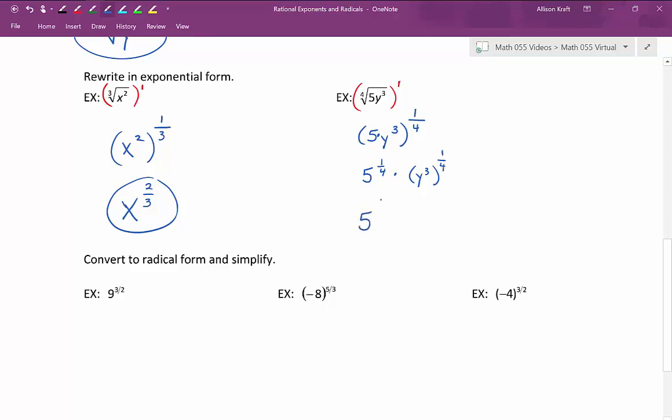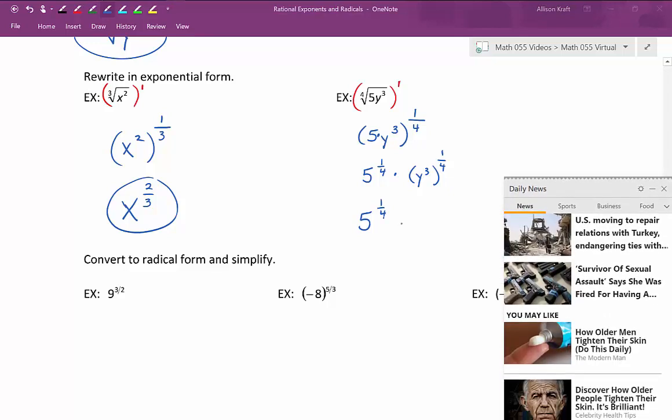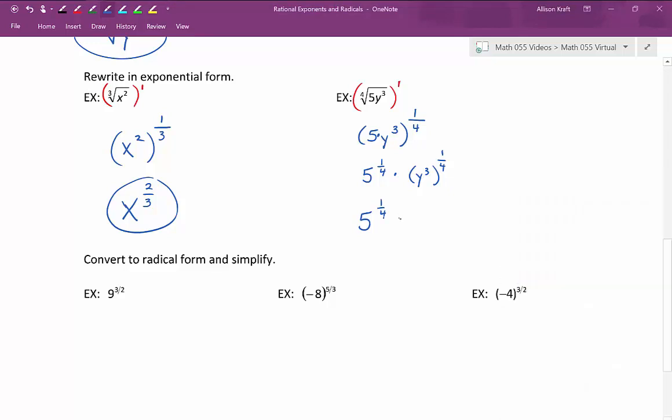5 to the 1/4, there's nothing to do with that. But look, we have y to the 3rd raised to the 1/4 power. Again, power to a power. We want to multiply those exponents. We get y to the 3/4. 5 to the 1/4 times y to the 3/4 is our answer.